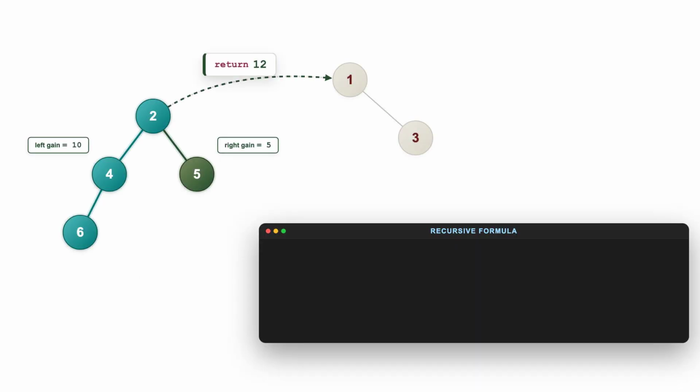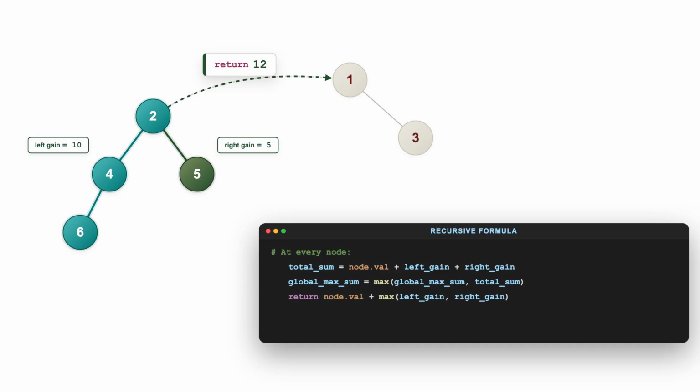The shape of the recursion is exactly the same as the diameter of the binary tree, except for a few changes. At every node, we compute the best path passing through that node by adding the node's own value to the gains from each side. We update a global maximum that tracks the best sum seen anywhere in the tree, and then we return a single value upward, the node's value plus the larger of the two gains.